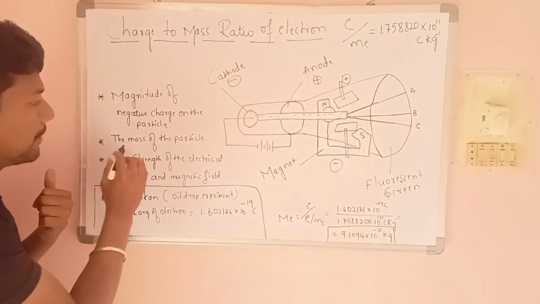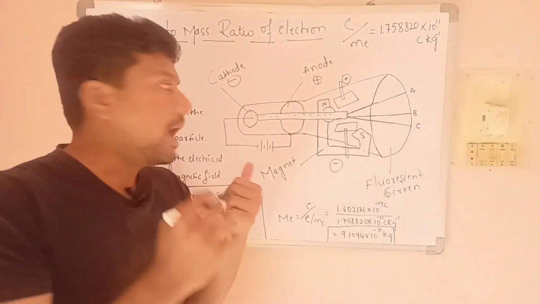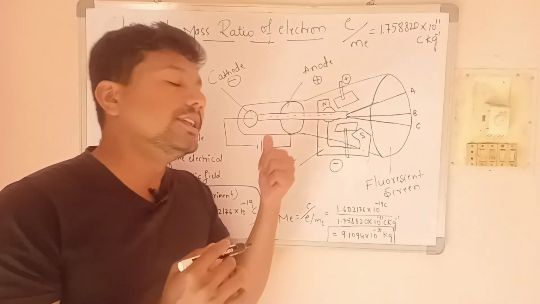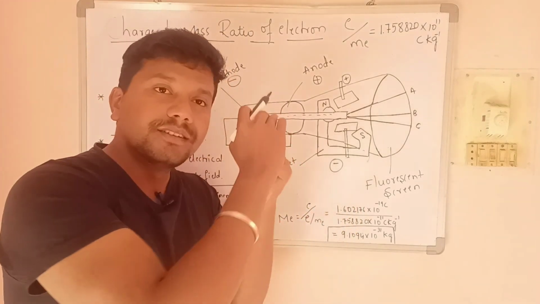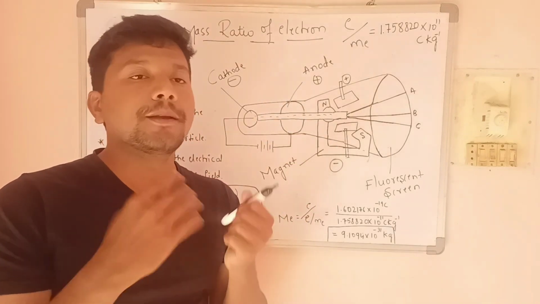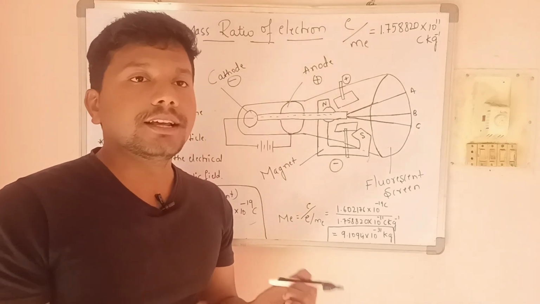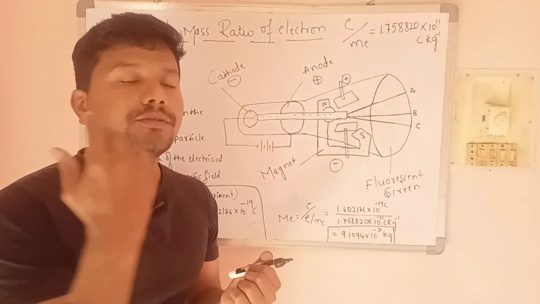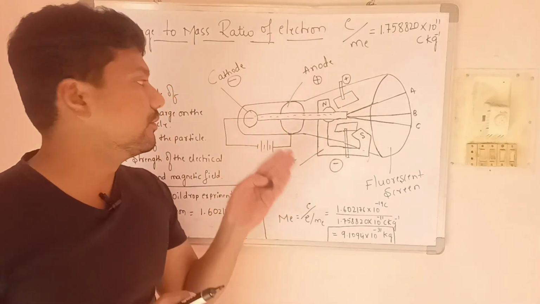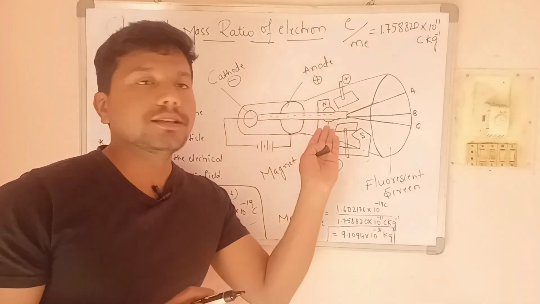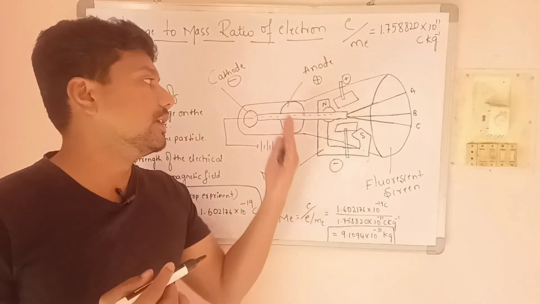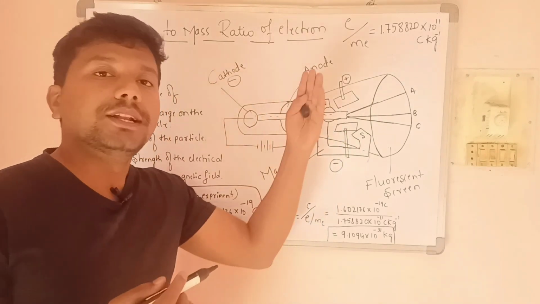The second is the mass of the particles. If the mass of the particle is less, it deviates more. If the particle mass is more, it deviates less. For example, if we throw two stones, one light and one heavy, which one will reach farther away from us? The lighter one. Like that, when the particles move, the lighter particles get deviated more, and if the particle mass is more, the deviation will be less.